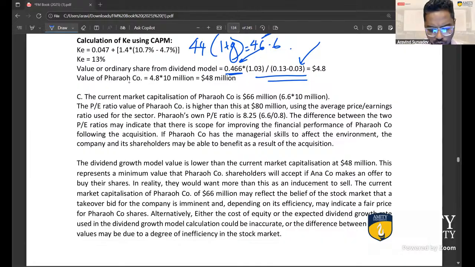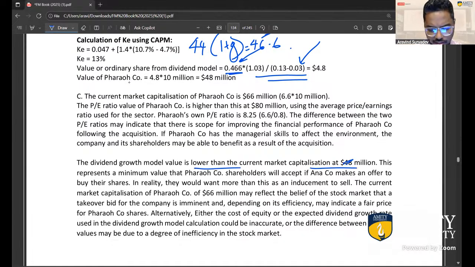Yes, the dividend growth model is lower than the current market capitalization. We got 58.3 million. That is the correct answer. This represents a minimum value that Faro company will go for. In this case, out of these three, yes, the lowest was the dividend valuation model. So yeah, that would be the lowest value that Faro company shareholders will accept.